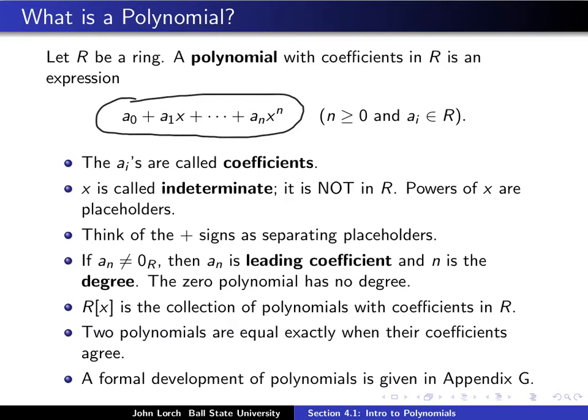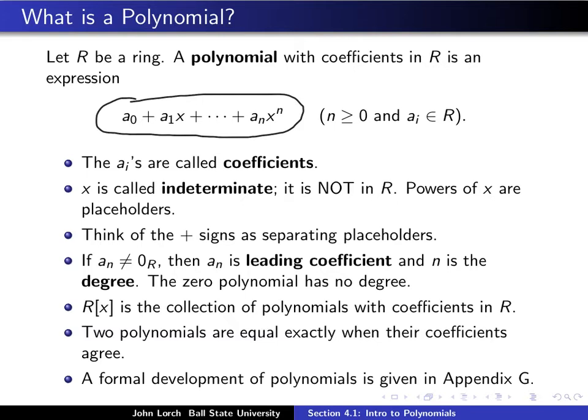Now, if the a sub n is a non-zero element in our ring, then we call that a sub n the leading coefficient. And we let n, this largest power of x that's associated with a non-zero coefficient, denote the degree. So every polynomial has a degree, either 0 or 1 or 2, etc., except for the zero polynomial. So we do not allow the zero polynomial to have a degree.